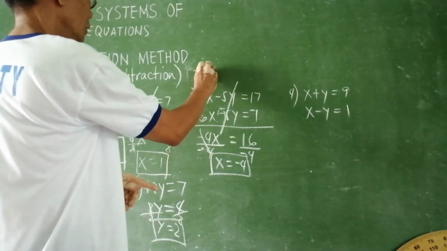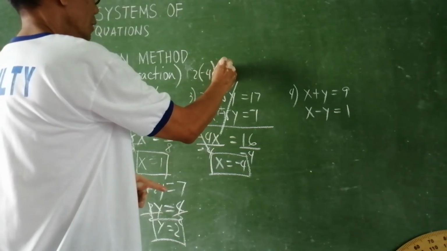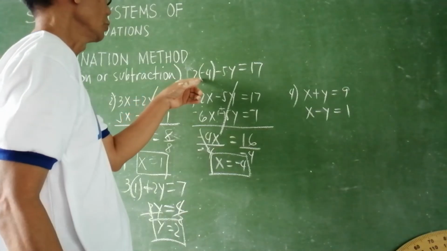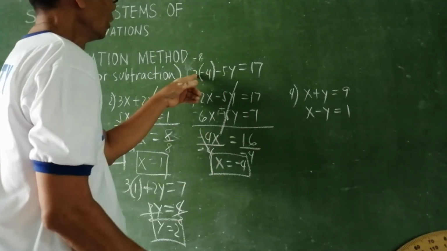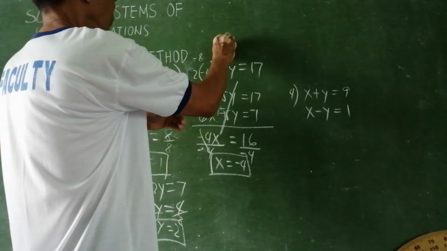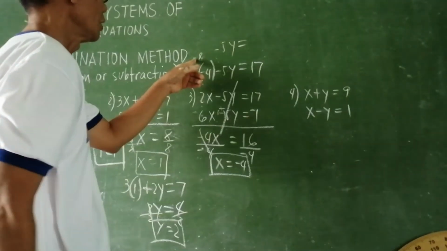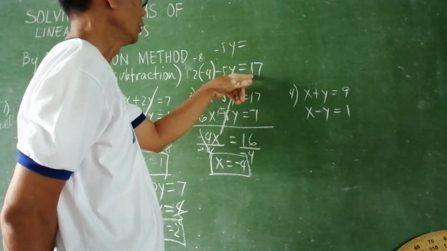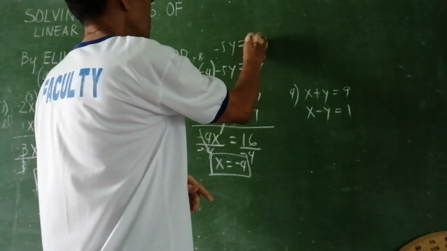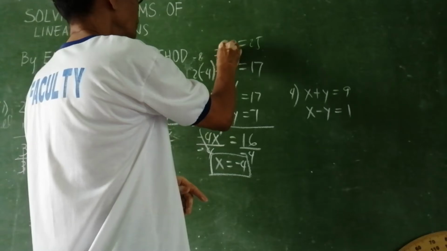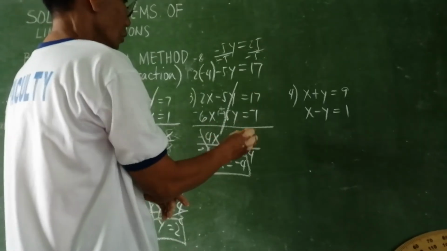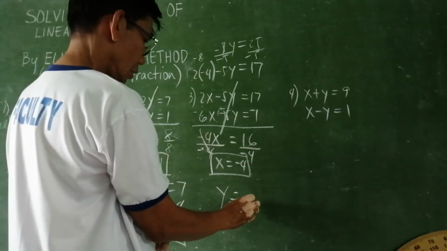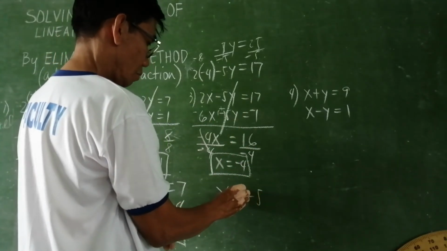So x is negative 4 here. So 2 times negative 4 minus 5y equals 17. So this will be negative 8, and that will be negative 5y. When you transpose negative 8, that will become positive. So 17 plus 8 is 25. So divided by negative 5. Therefore, y equals negative 5.